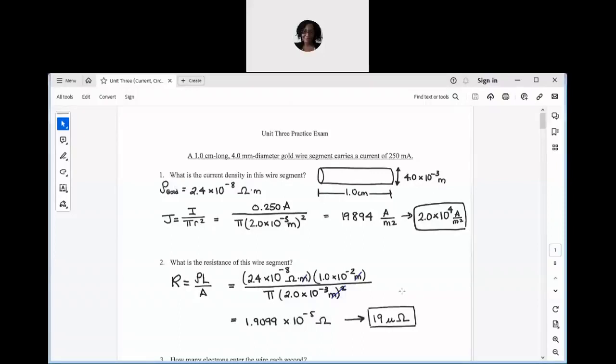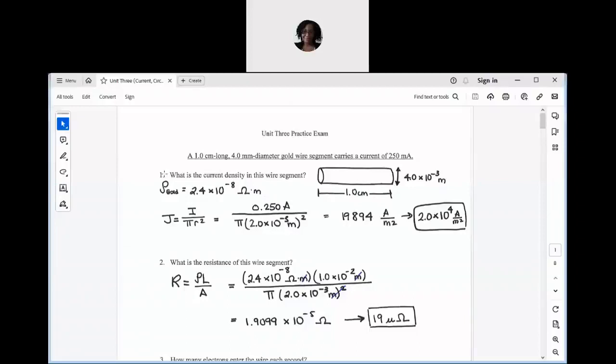I'm just going to go through it in more detail because we didn't get the chance to do so in class. So let's first take a look at number 1. We have a 1 centimeter long, 4.0 millimeter diameter gold wire segment that carries a current of 250 milliamps. Number 1, what's the current density in this wire segment?